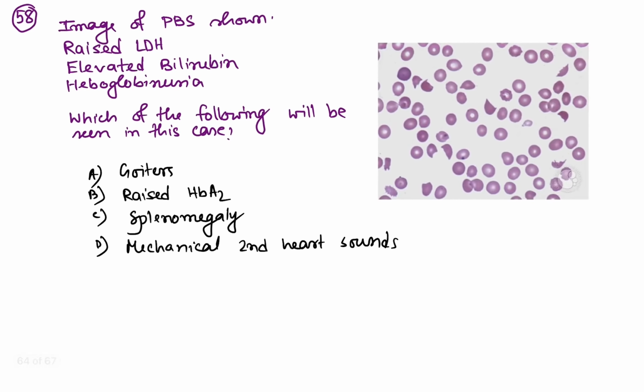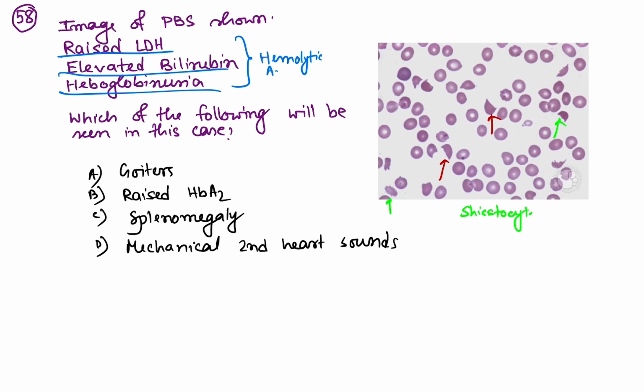Next, coming to question number 58. The patient presented with features of raised LDH, elevated bilirubin and hemoglobinuria. This is definitely suggestive of hemolytic disease or hemolytic anemia, and a peripheral blood smear is also shown. See here, presence of some cell. This is called a helmet cell. See here, helmet cell, also called schistocytes. So these are all schistocytes or helmet cells. So this is definitely a case of hemolytic anemia, microangiopathic hemolytic anemia.